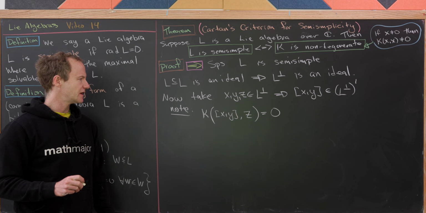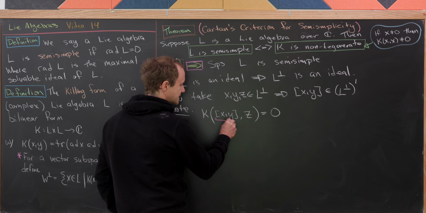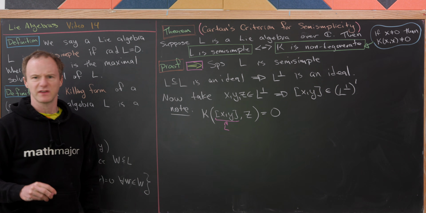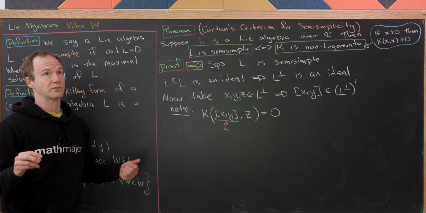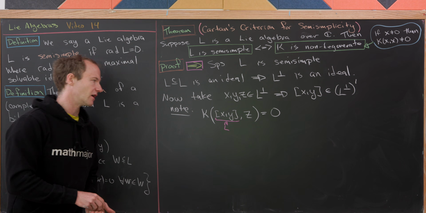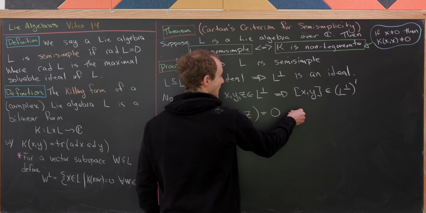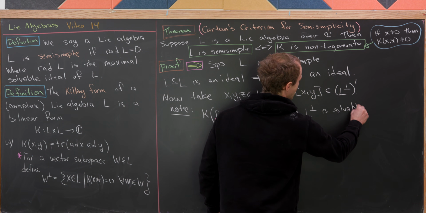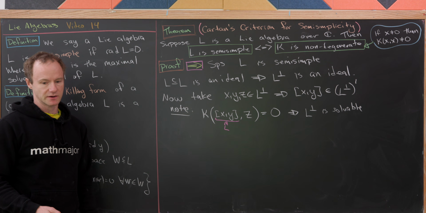And how do we know that that's equal to 0? Well, observe that the bracket of x with y is most definitely inside of L. I think that's pretty clear because everything is inside of L, including L perp, which is kind of a strange thing to think about. And then z is inside of L perp. But then this being 0 actually implies that L perp is solvable, and that's by Cartan's criterion for solvability from the last video.